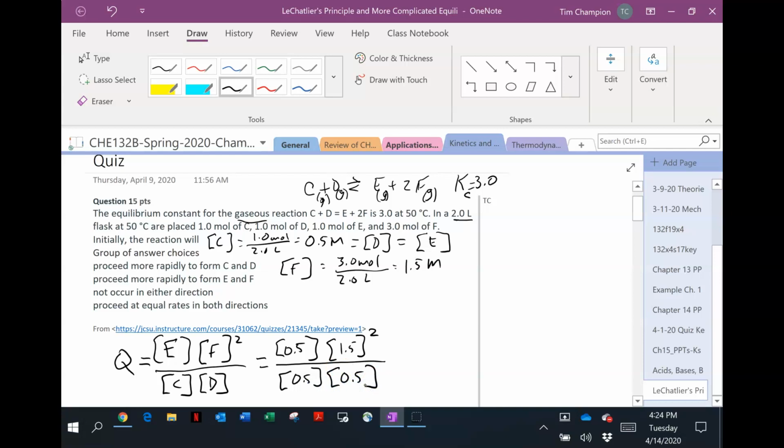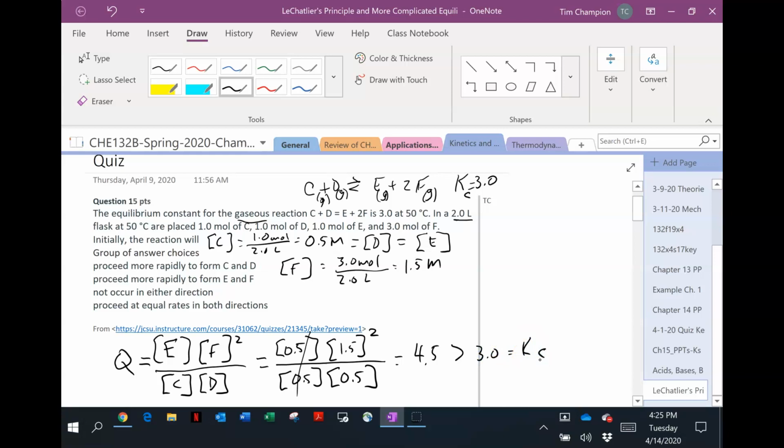Okay, so we can plug and chug. We can simplify it a little bit. See that one of those 0.5s on the top and the bottom do cancel out. So 1.5 squared divided by 0.5 gives me a Q of 4.5. That's greater than 3.0, which is the Kc.